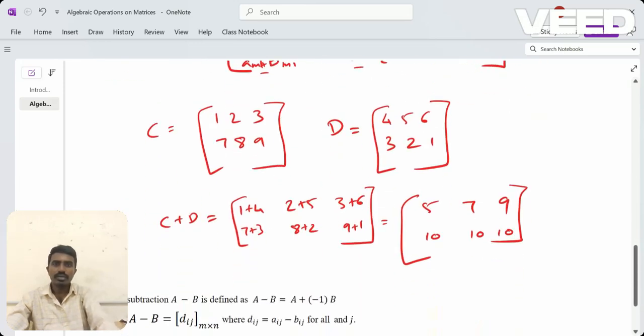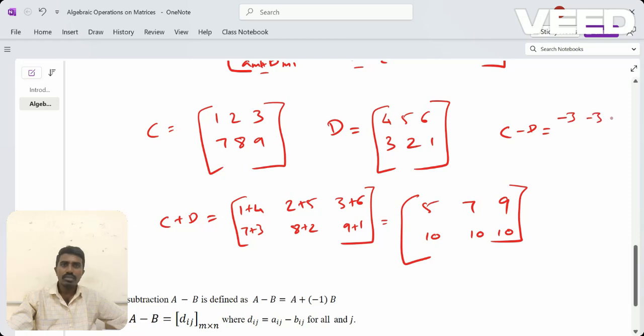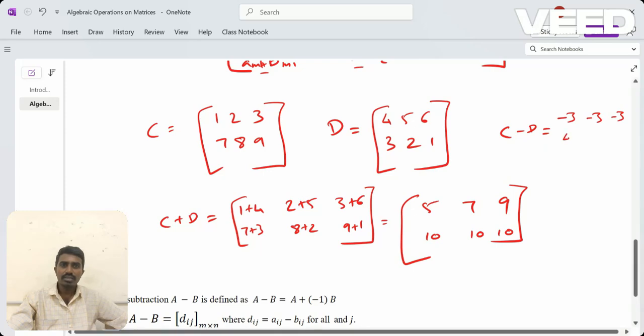If you consider the same matrices C and D, then C minus D equals subtracting the corresponding elements, that is 1 minus 4 is minus 3, and then 2 minus 5 is minus 3, and 3 minus 6 is minus 3. And then 7 minus 3 is 4, 8 minus 2 is 6, then 9 minus 1 is 8.